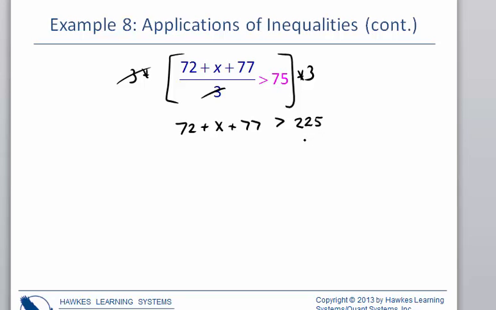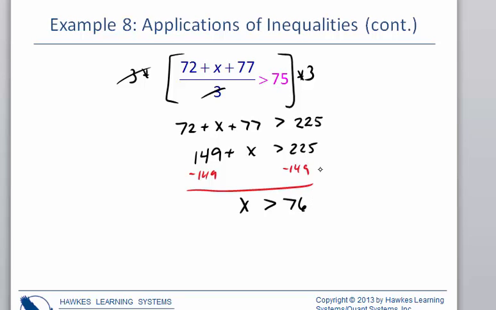Now, as we go to solve this, 72 and 77 make 149, plus x is greater than 225. And so then if we subtract the 149 from both sides, that's going to give me x is greater than 76. And so the high temperature on the second day has to exceed 76 degrees.